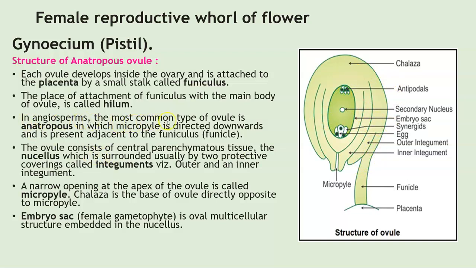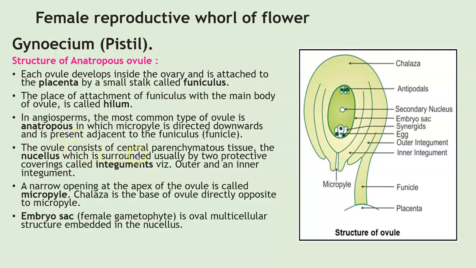In angiosperms, the most common type of ovule is anatropous, in which the micropyle is directed downwards and is present adjacent to the funicle. Students, have a look at the diagram again. This region is called the micropyle or the micropylar region, and here you have the funicle. So they are quite adjacent to one another. So when the micropyle and the funicle of the ovule are adjacent to one another, then such an ovule is called an anatropous ovule.